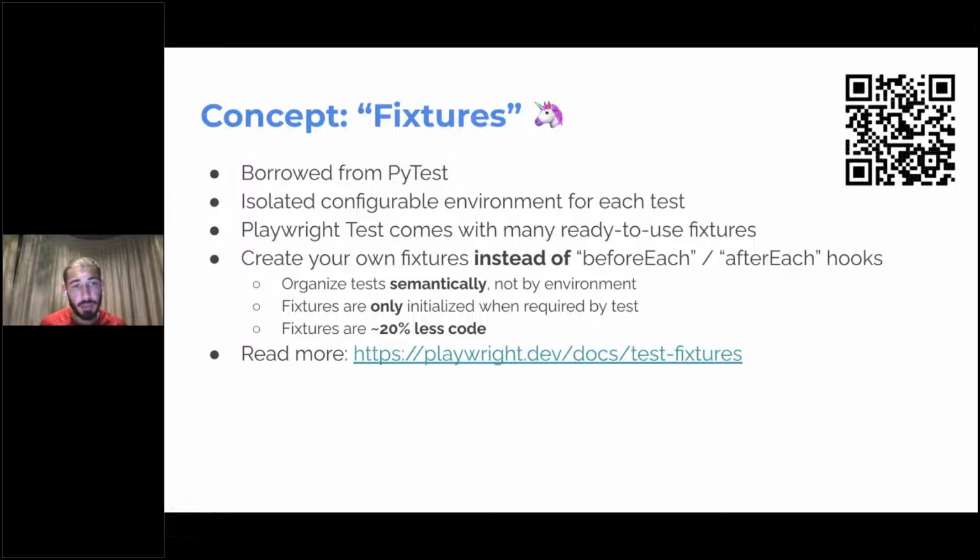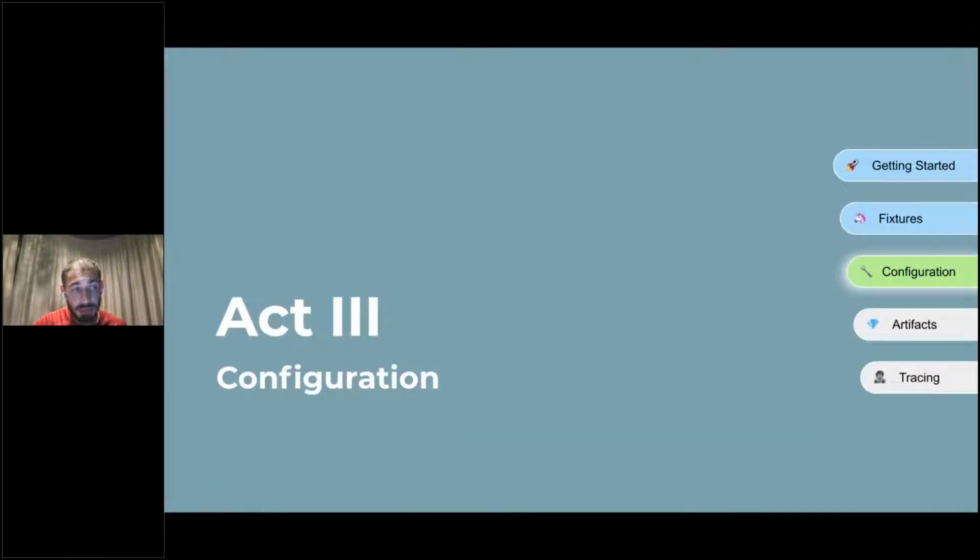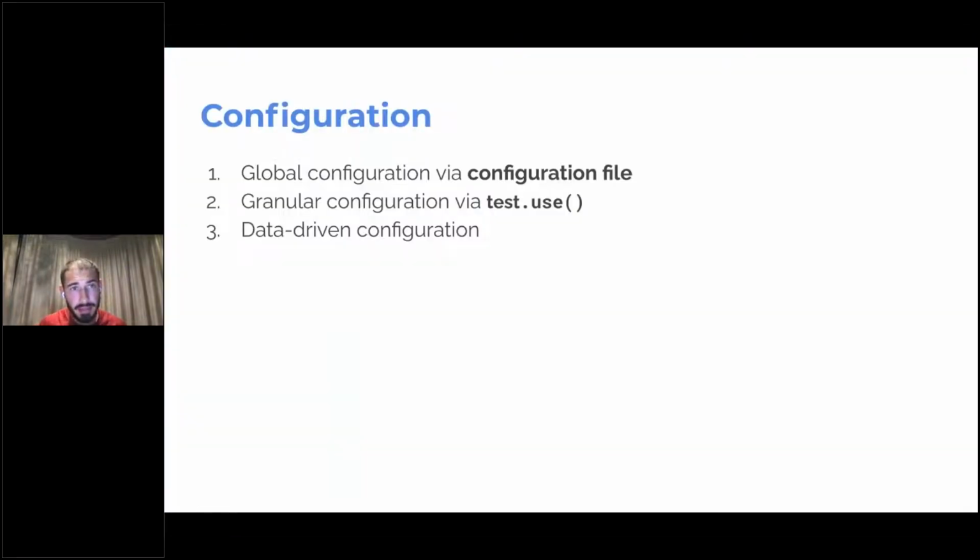Now, in this talk, we are not going to deep dive into fixture creation, but you can read more about this in our documentation. For us, we'll move on to configuration. There are 3 different levels of Playwright configuration that you can do. First, there is a global configuration that is done via a configuration file. Next, there is a granular configuration that is done via test.use. And finally, we'll talk about data-driven configuration.